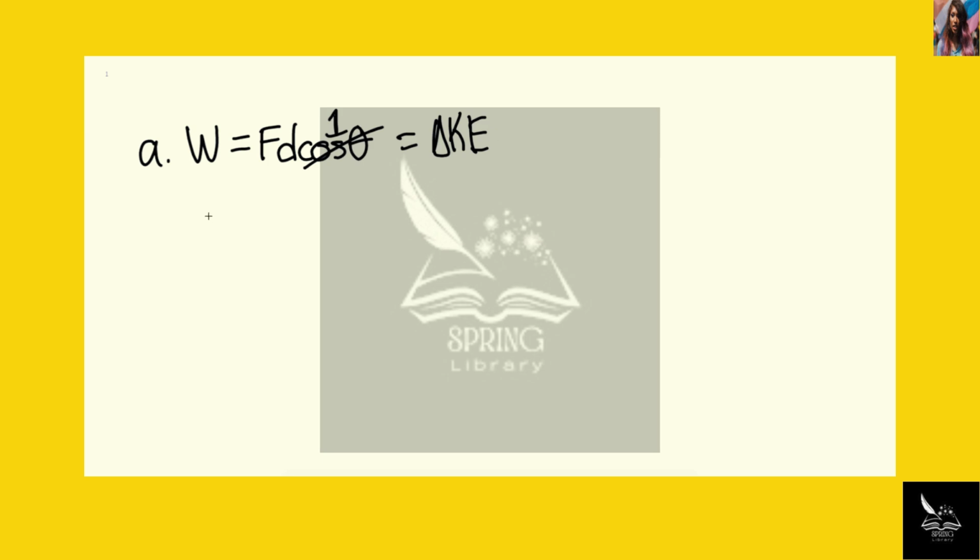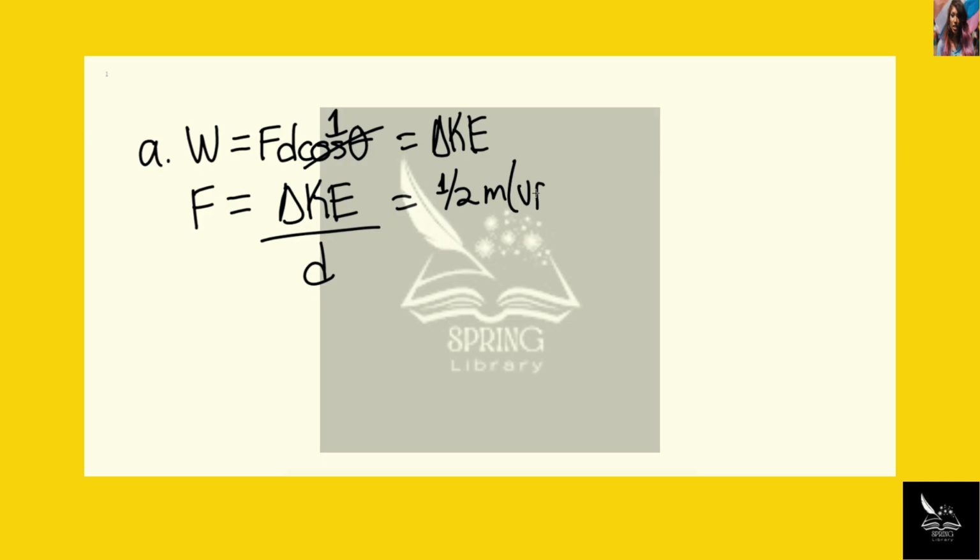We know that solving for the force is going to be equal to the change in kinetic energy divided by the distance, and this will be equal to 1/2 times the mass times final velocity squared minus initial velocity squared divided by, again, the distance. And we know that the initial velocity is going to be 0.